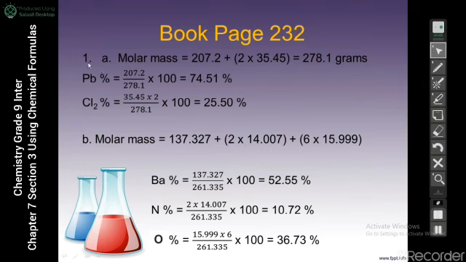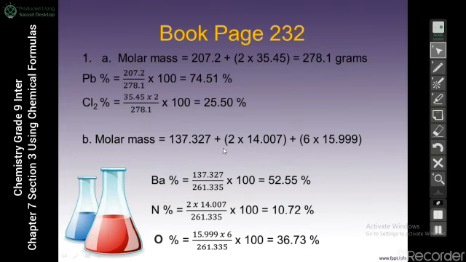To find the percentage of lead, we are going to divide the mass of lead over the mass of the whole compound. Then we are going to multiply it by 100. And to find the percentage of chlorine, we are going to divide the mass of only chlorine over the mass of the whole compound. Then we are going to multiply it by 100. Now we have the percentage of both elements.